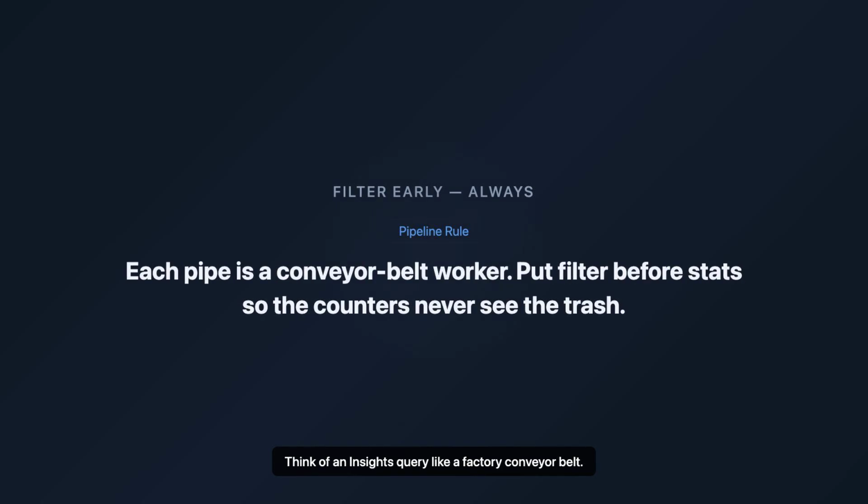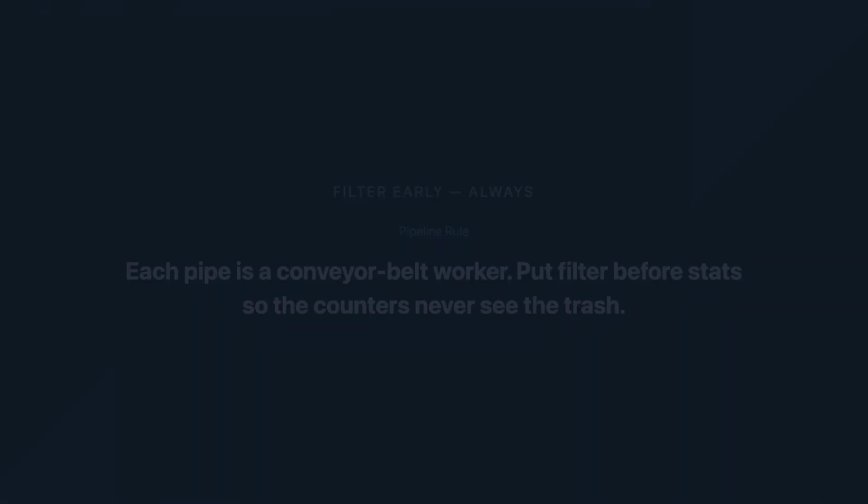Think of an insights query like a factory conveyor belt. Each pipe is a worker station. The first station pulls raw boxes off the truck, the next throws away the broken ones, the next counts them, and the last ships only the top 20. Now ask yourself, where should the trash-throwing worker stand? Up front, obviously. If you put filter after stats, you're forcing the counter to process millions of log lines you don't even care about. Filter early, and the rest of the pipeline gets cheap and fast.